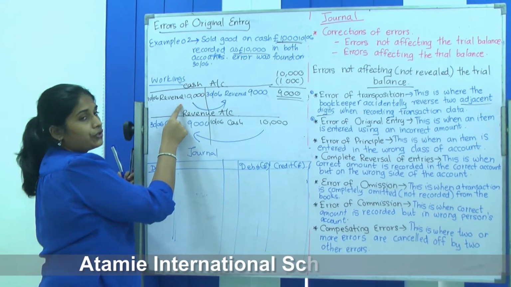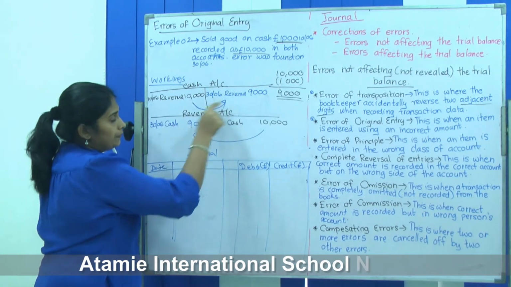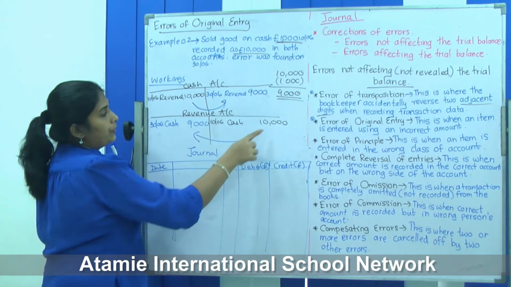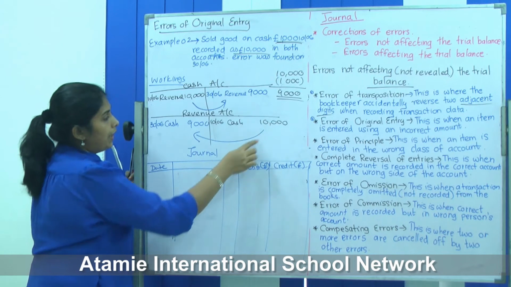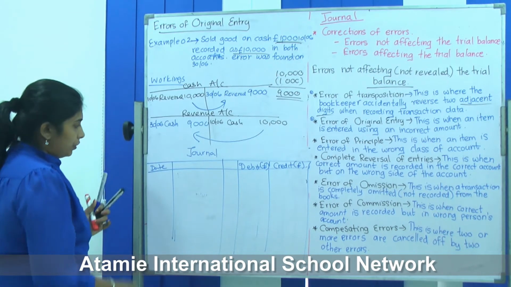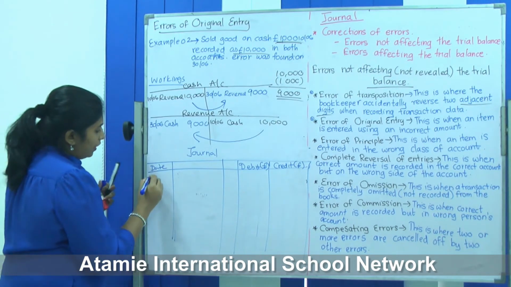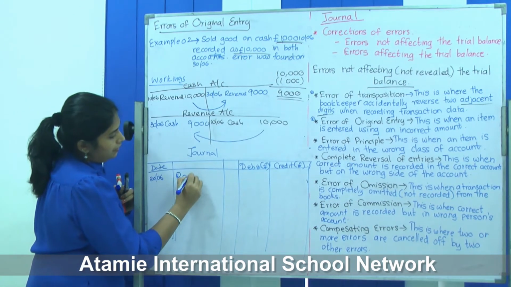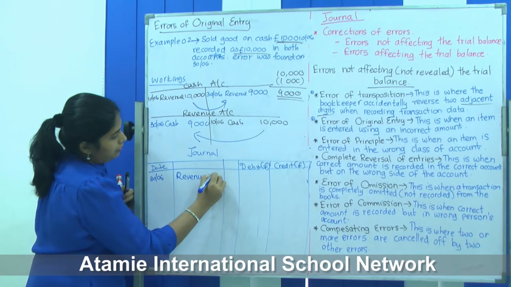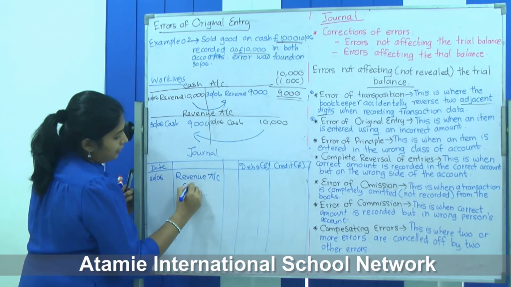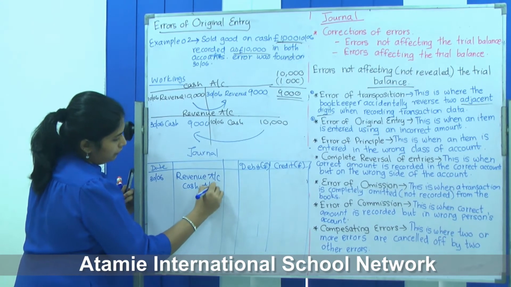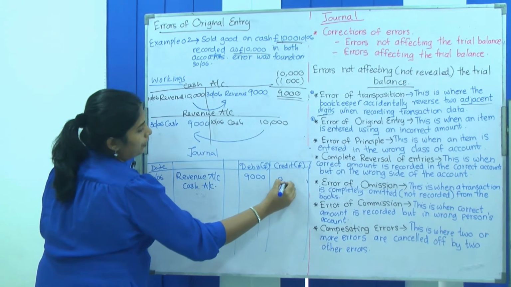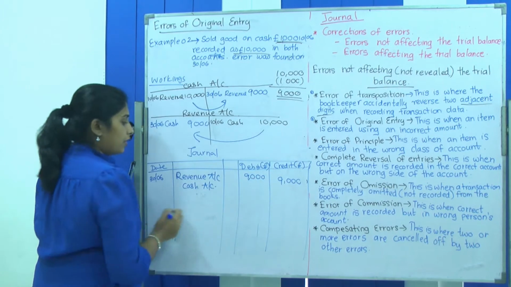So cash which is on the debit side, to cancel the 9,000 you have to credit it. Revenue which is on the credit side, to cancel you have to debit the revenue account. So to correct the error, you have to debit the revenue account and credit the cash account. But the amount will be the difference between those two amounts, that means 9,000.